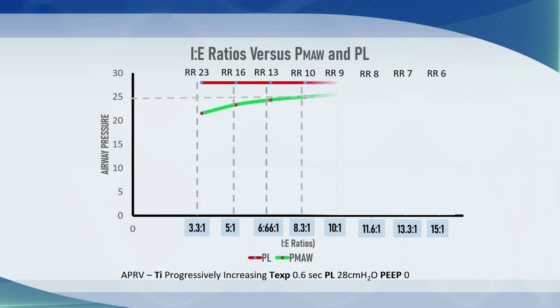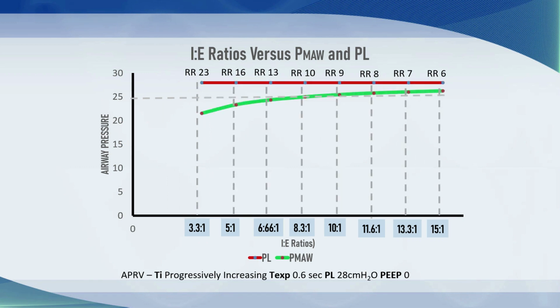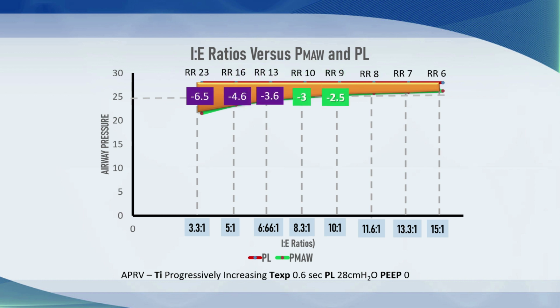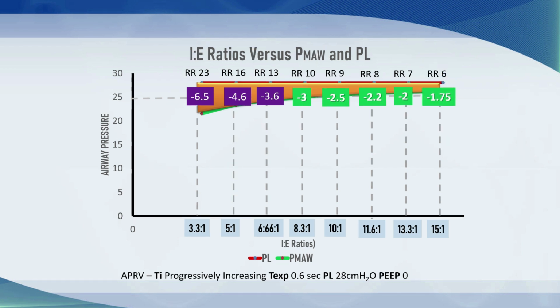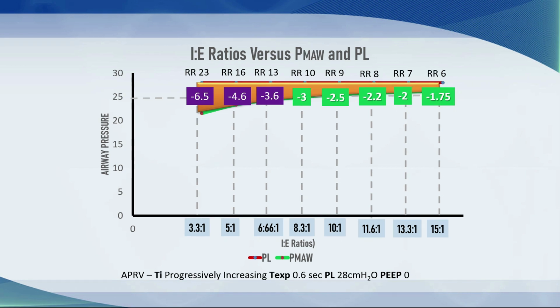The red line corresponds with the high pressure and the green line is the mean airway pressure. You can see that the inspiratory times become longer and the rate fewer, and the lines come very close together, but the difference reduces progressively. That is quantified by these negative numbers that you see here, the difference between the high pressure and the mean airway pressure. For example, at 23 breaths, the difference between the dialed up high pressure and the mean airway pressure is minus 6.5. That's a lot. At 6 breaths, it's minus 1.75. That's very, very little. But we have very few breaths.